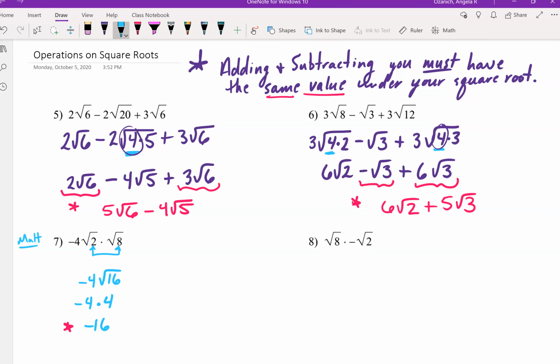The multiplication's so much easier because we can just roll right with this. This negative 1 on the outside is just going to stay a negative 1 on the outside of my square root. 8 times 2 is 16. I get negative 1 times the square root of 16, which is 4, which is going to be equal to a negative 4. And so again, you can see the multiplying is so much faster. It's crazy town how much faster it is.